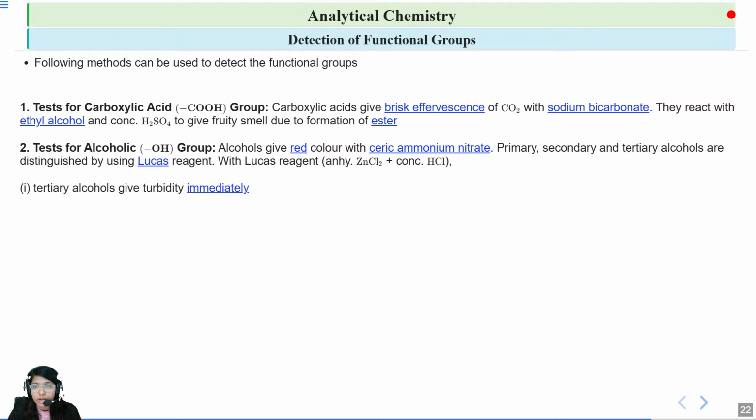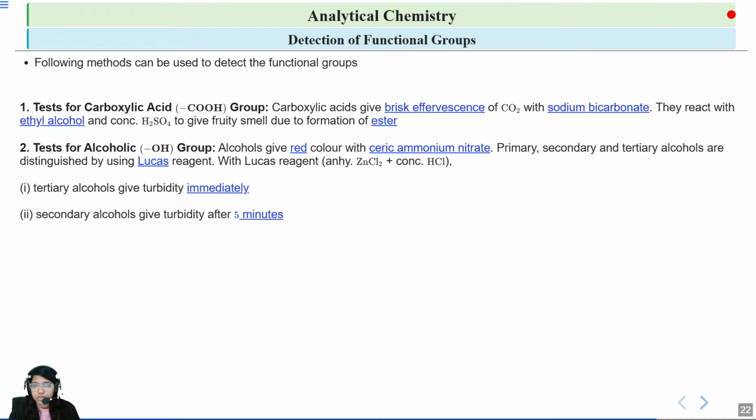When a tertiary alcohol reacts with Lucas reagent, which is a solution of anhydrous zinc chloride in concentrated HCl, it immediately produces turbidity, which is a cloudy solution due to the formation of alkyl chloride. This happens because tertiary alcohols are more reactive than primary and secondary alcohols in this reaction, as the formation of a stable carbocation intermediate is favored in tertiary alcohols, which allows the reaction to proceed rapidly. Therefore, with Lucas reagent, tertiary alcohols give turbidity immediately.